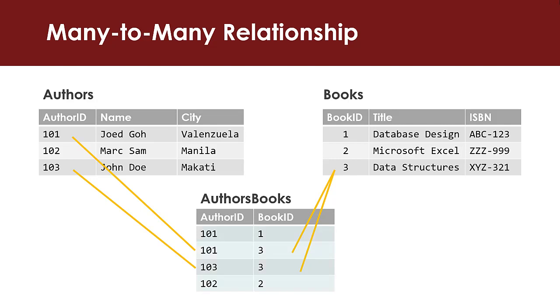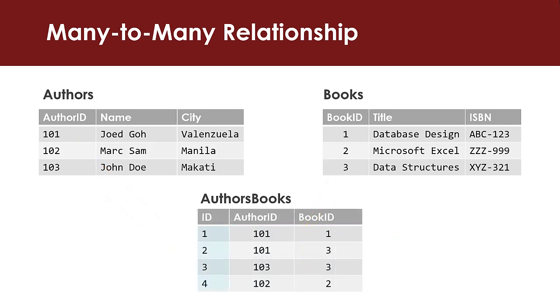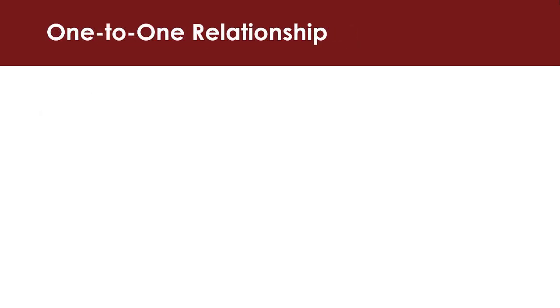The author ID and the book ID in this junction table make a compound primary key, similar to a composite key, but these fields are actually foreign key fields that make up the primary key. Some database designers use an additional single field as the primary key instead of using a compound primary key like this. Another relationship that exists is the one-to-one relationship.